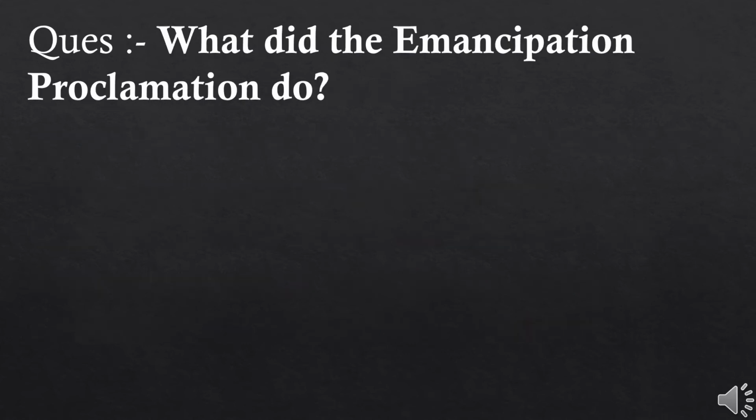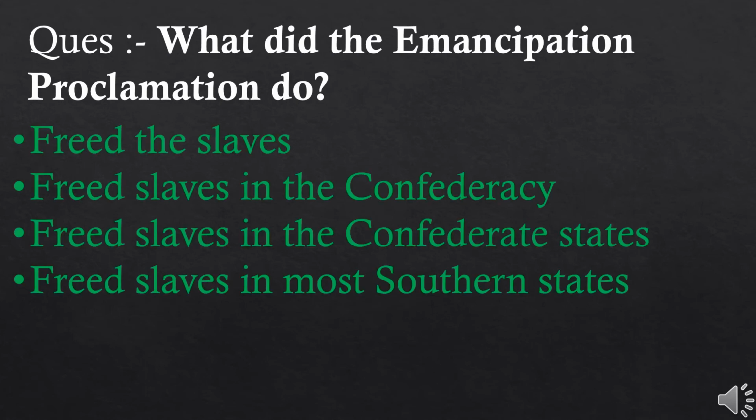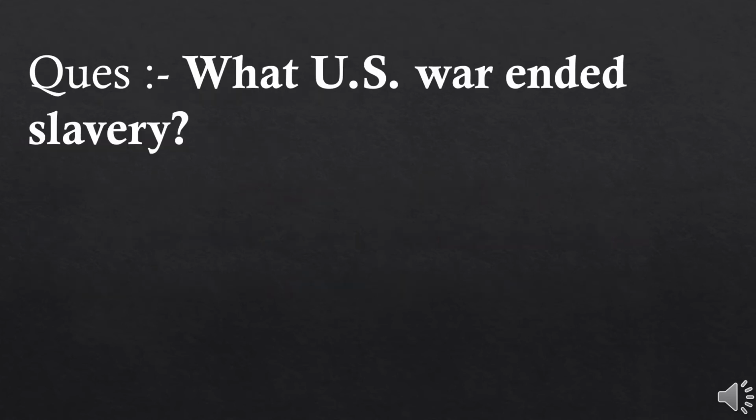Question 95. What did the Emancipation Proclamation do? Freed the slaves. Freed slaves in the Confederacy. Freed slaves in the Confederate States. Freed slaves in most southern states. Question 96. What U.S. war ended slavery? The Civil War.